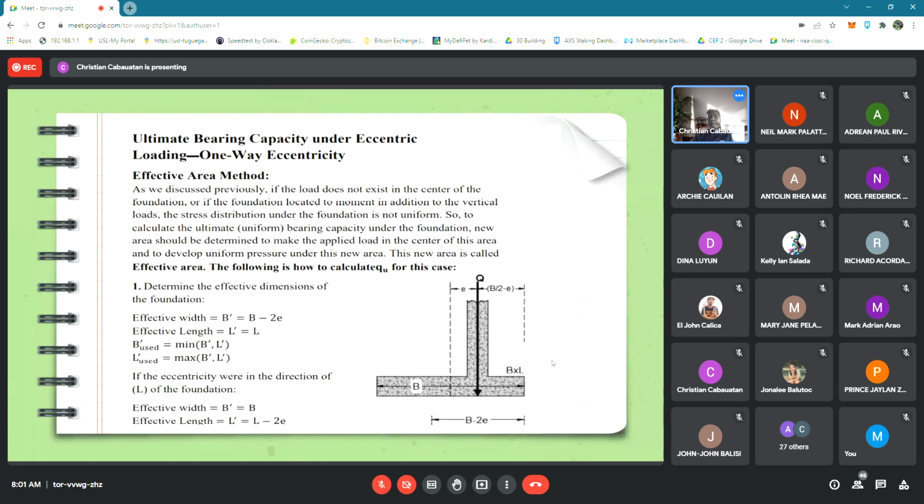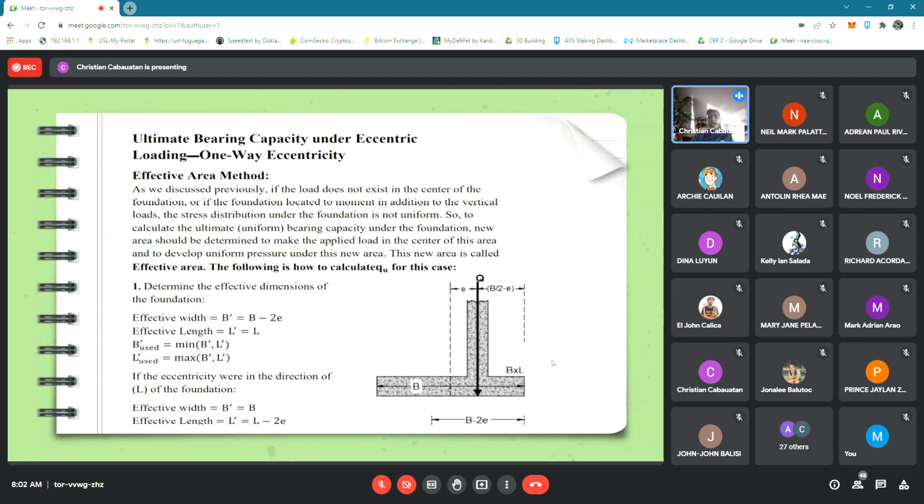Kasi it is not that popular. Kasi ang nilelesson ko lang ay yung medyo popular sa ating soon na board exam. Okay? So in this one-way eccentricity, we will be asked to use the effective area method.